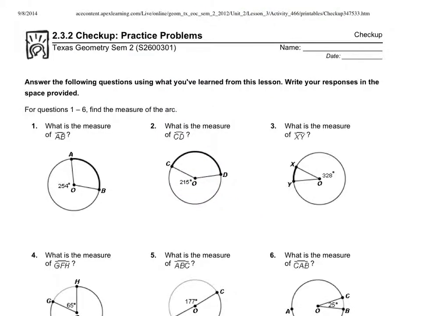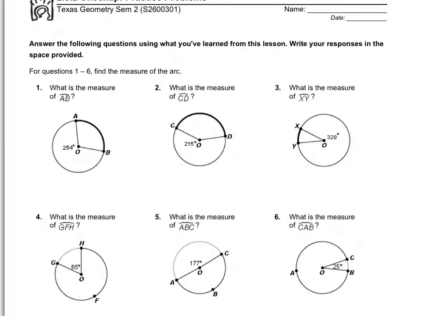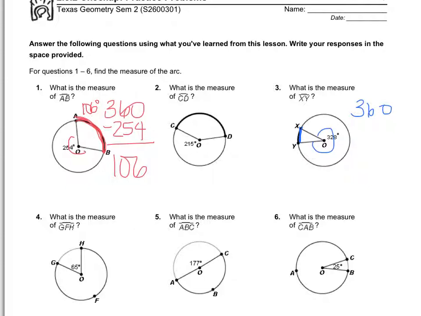All right, number 1, what is the measure of AB? AB in this case is the distance straight from A to B. So we know this piece out here is 254. To find AB, we're going to do 360 minus 254, which is going to give us 106. So AB measures 106. Number 3 says, what is the measure of XY? So XY would be this part. Well, I know the inside piece is 328, so I'm going to do 360 minus 328, which is going to give me 32. So this part is 32 degrees.